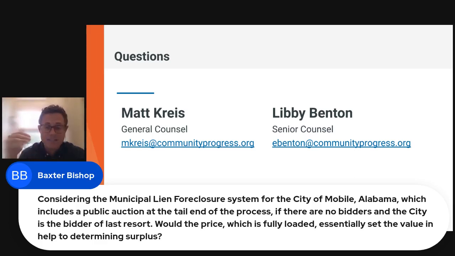So if nobody bids on it, Baxter, I would say that you look back to it as a debt collection tool, and you can take the property in satisfaction of that amount that was owed. So I think, though, that it does sort of help to set the value in determining the surplus. And in that case, there would be no surplus in the foreclosure action. And so taking title to the property in that case would make sense. I think I got your question right, and I hope I did. If not, please follow up with me separately, and we can chat about that.